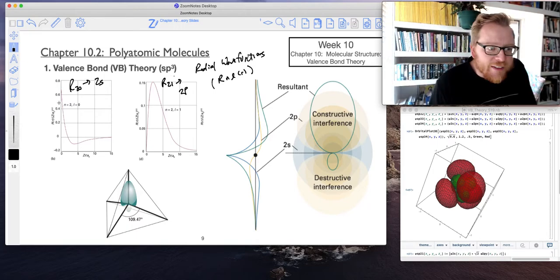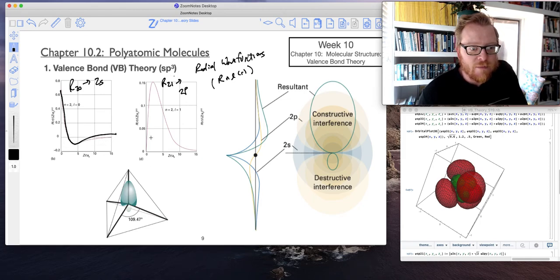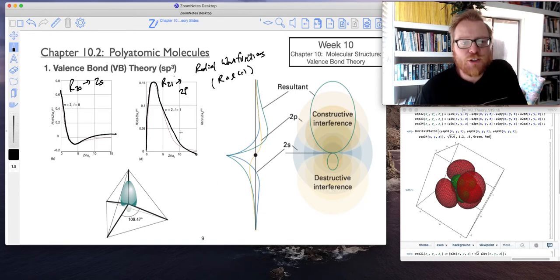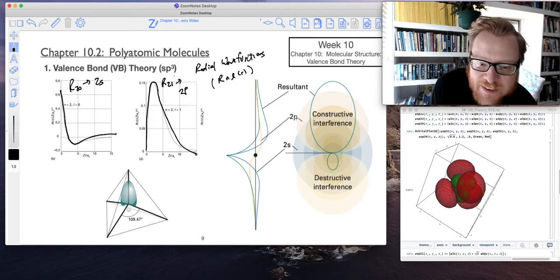Okay, so we can see the R2s. I'm going to highlight that it drops below, there's a node, and then it comes back up and approaches the x-axis. And now the 2p, it's only positive regions, and it's got this almost Boltzmann-like distribution. So let's keep that in mind. Now these two wave functions are flipped on their side 90 degrees and added together. So let's take a look.